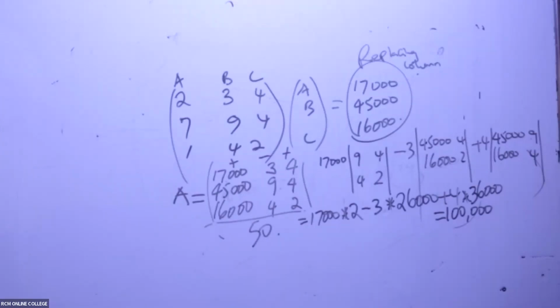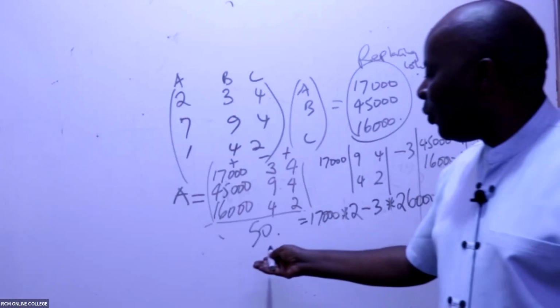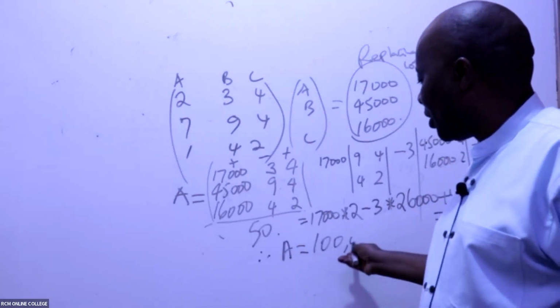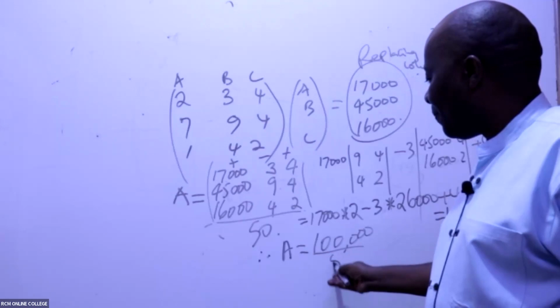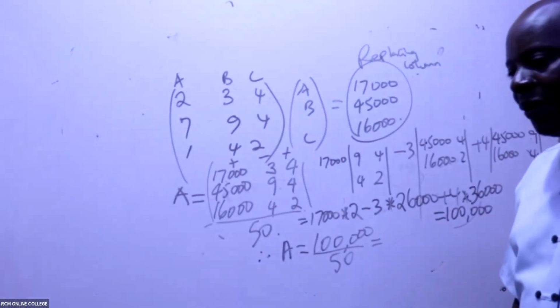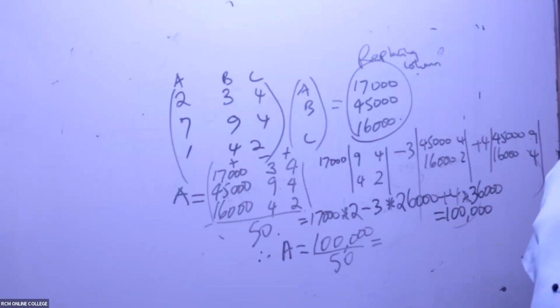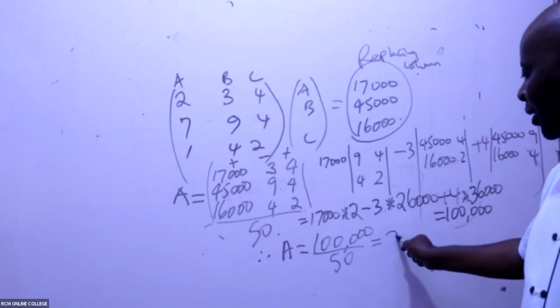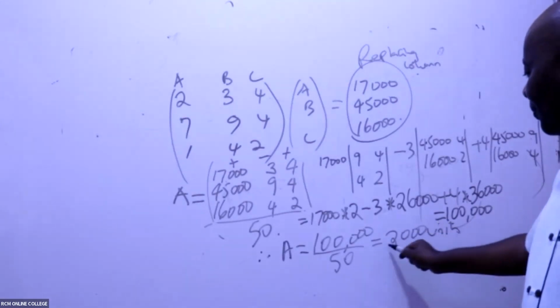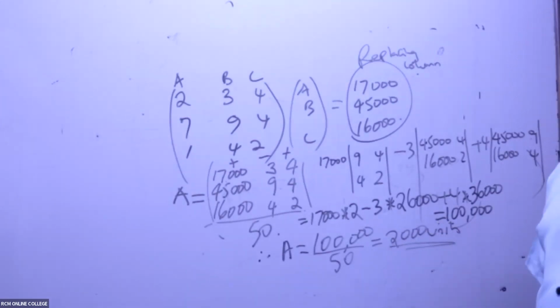It's 100,000. And therefore, A will be equal to that 100,000 divided by 50. Which will end up giving us what figure? 100,000 divided by 50, which will end up giving us 2,000 units, like that.